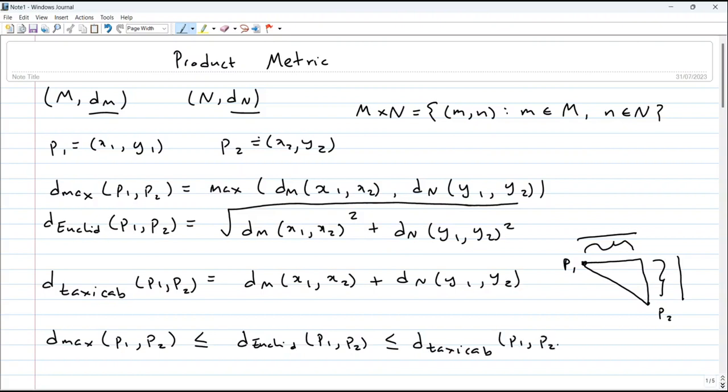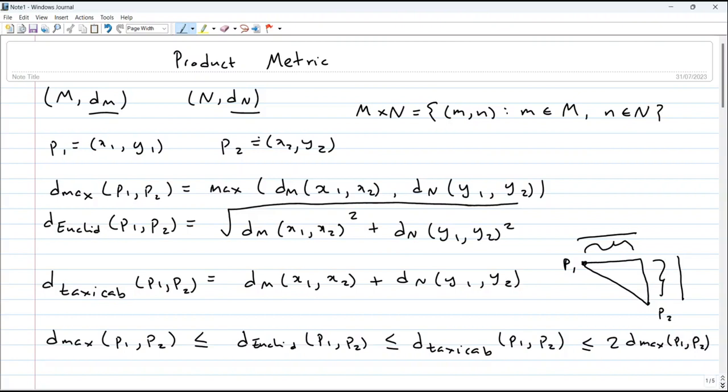And then P2. And how do you prove this? Well, the way you prove this is using the Cauchy-Schwarz inequality. Maybe there are other ways. Anyway, you will also see that the taxicab distance between any 2 points P1 and P2 is less than or equal to 2 times the maximum distance.